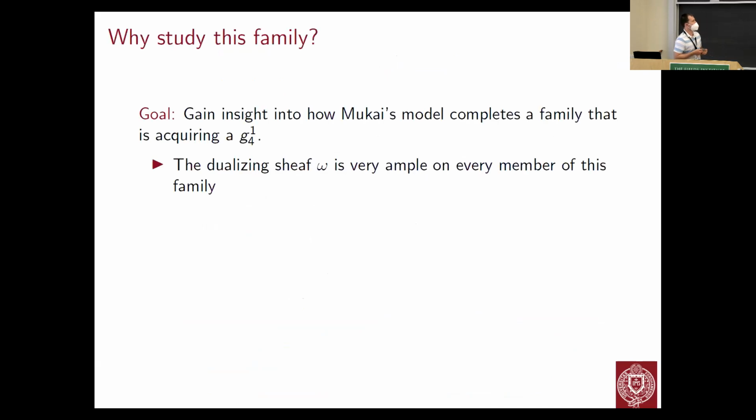Okay, so moving ahead. Why study this family? Seems kind of bizarre, so let me explain why. These are singular curves, but they all do have a dualizing sheaf, and it's very ample for every member of this family. So it makes sense to think about these as canonical curves.